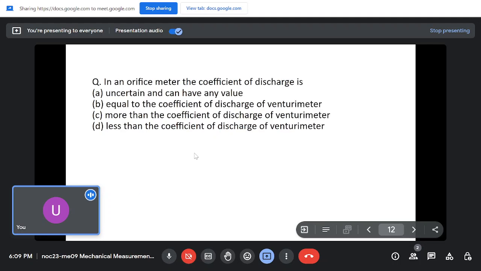So moving on to the next question, we have: in an orifice meter, the coefficient of discharge is. So I repeat, in an orifice meter, the coefficient of discharge is A, uncertain and can have any value; B, equal to the coefficient of discharge of venturi meter; C, more than the coefficient of discharge of venturi meter; D, less than the coefficient of discharge of venturi meter.